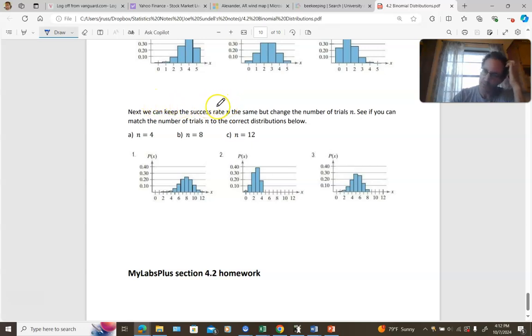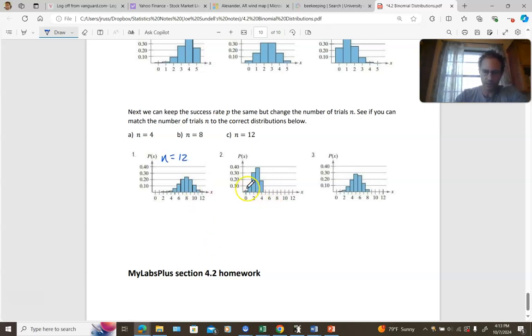Now what happens if we keep the success rate the same but increase the number of trials? Well, if the number of trials increases, then that means the number of values that x can assume will also increase. And so what that means is that if you're looking at a probability distribution, you're going to have more bars corresponding to the more values that x can assume. Okay, so this one right here, we've got probabilities associated with values of x all the way up to about 12 right here. So this would correspond to n being 12.